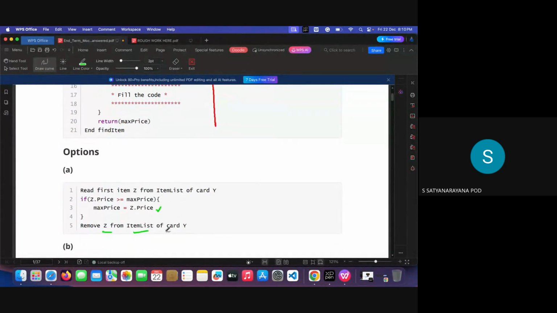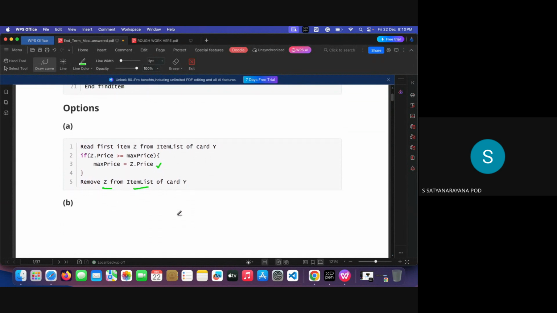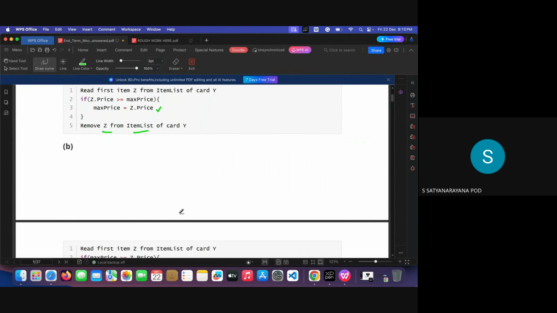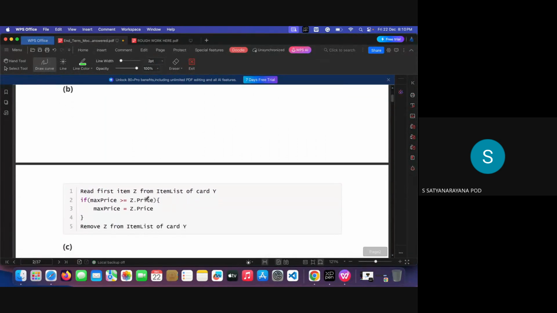The right option is A, but let me see B, C and D also, to see why they are wrong, because it looks like everything is perfect in the A option itself. But what is wrong with B? Same thing, reading the Z items from the items list. Here, unfortunately, they are checking a wrong condition. If they want to use max price greater than or equal to Z dot price, it's not right. Either they have to use max price less than Z dot price, which makes sense because max price contains 0. But a wrong condition they have given. Is it clear? That's the reason option B is wrong.